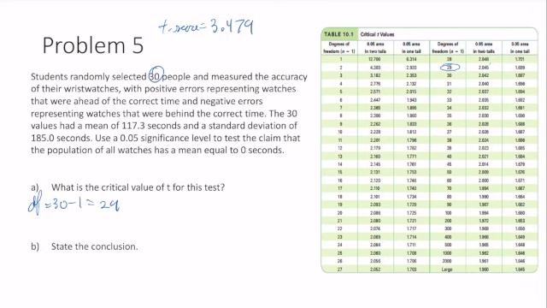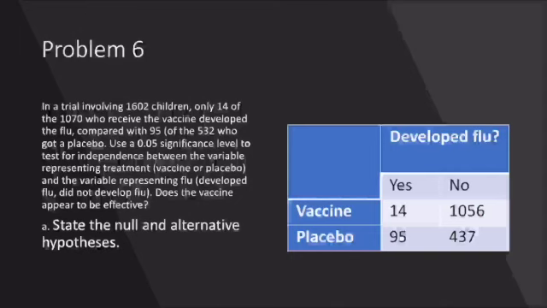So for problem 6, in a trial involving 1,602 children, only 14 of the 1,070 who received the vaccine developed the flu, compared with 95 of the 532 who got the placebo. So I'm going to use a 0.05 significance level to test for independence between the variable representing treatment and the variable representing flu. Oh, blue on blue, that's not good. There we go, flu.